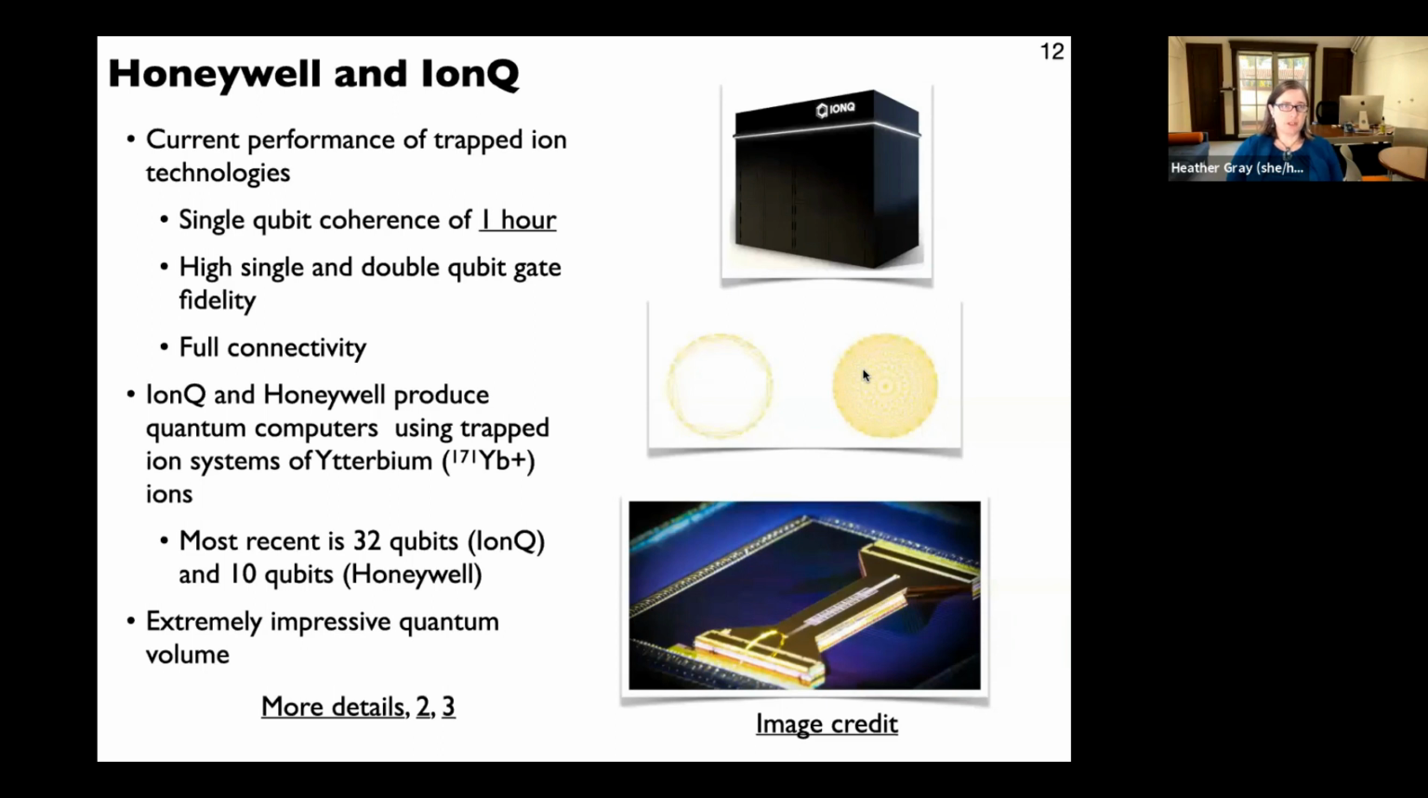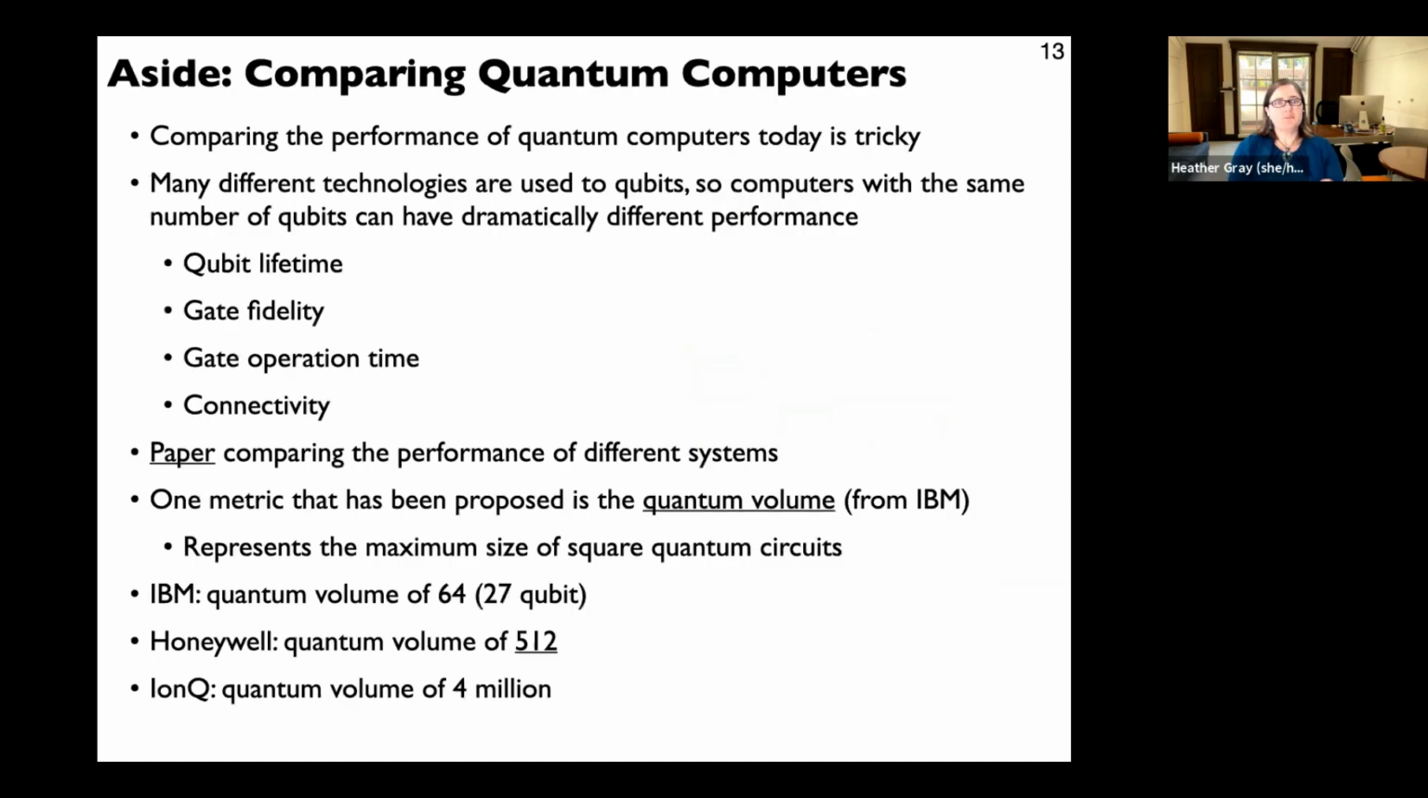So 2 of the companies producing them, IonQ and Honeywell, both use trapped ion systems using ytterbium ions. And the most recent is 32 qubits from IonQ and 10 qubits from Honeywell. And something we'll come to on the next slide, both of these machines actually have pretty impressive quantum volume. And some links there if you want to see more information. The picture on the right shows the geometry that's used in the Honeywell computer. You can see it has a sort of T-like shape.